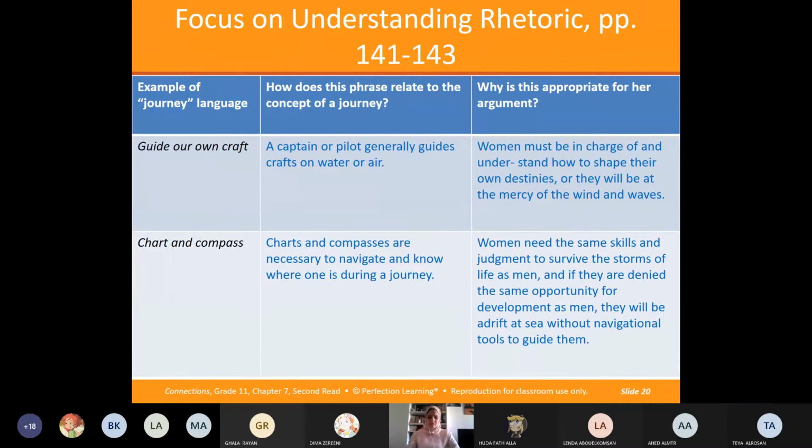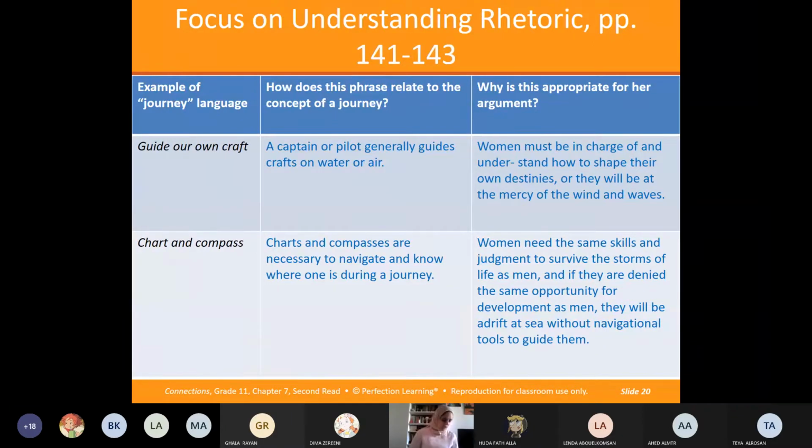Read it, Yatia. Women need the same skills and judgment to survive the storms of life as men, and if they are denied the same opportunity for development as men, they will be adrift at sea without navigational tools to guide them. So the charts and compasses are necessary to navigate. How is it applied to women? Women need that skill in order to determine how to walk, how to move, which choice to take. This is the second read, girls. By this, we finished the second read.